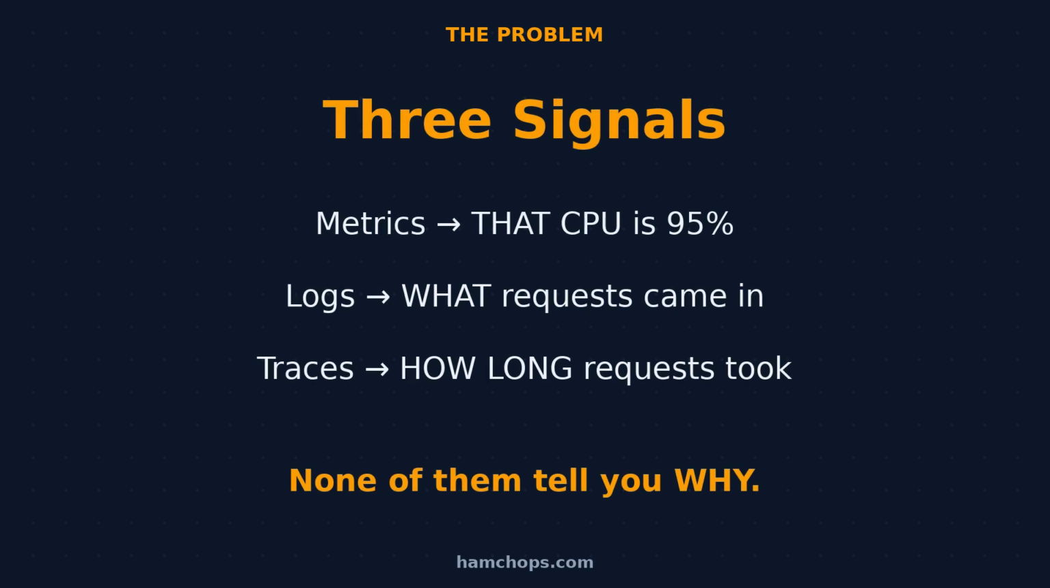Traditional observability gives you 3 signals. Metrics tell you that CPU is at 95%. Logs tell you what requests came in. Traces tell you how long requests took. None of them tell you why the CPU is at 95%. Is it the garbage collector? A slow regular expression? A tight loop that nobody noticed?